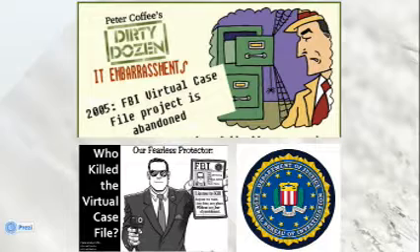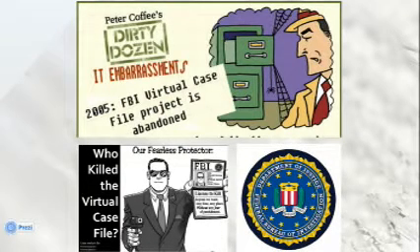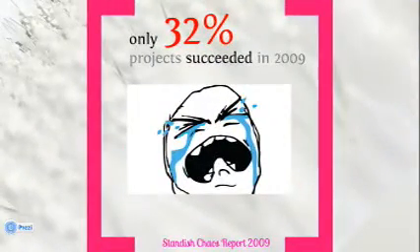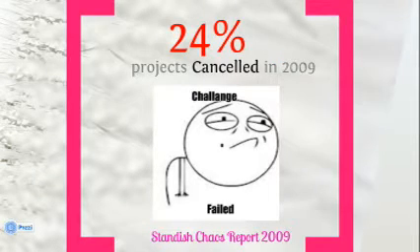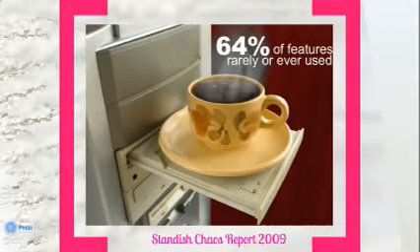Another problem is project cancel. Project cancel occurs mainly due to poor project planning and poor project management. Sometimes it occurs due to conflicts among stakeholders. No cooperation among stakeholders leads to a poor quality product. As an example of a cancelled project, in 2005 the $170 million FBI virtual case file project was abandoned due to poor project planning. As shown in this report, only 32% of projects succeeded in 2009, 24% of projects were cancelled in 2009, and 64% of features were rarely or never used.